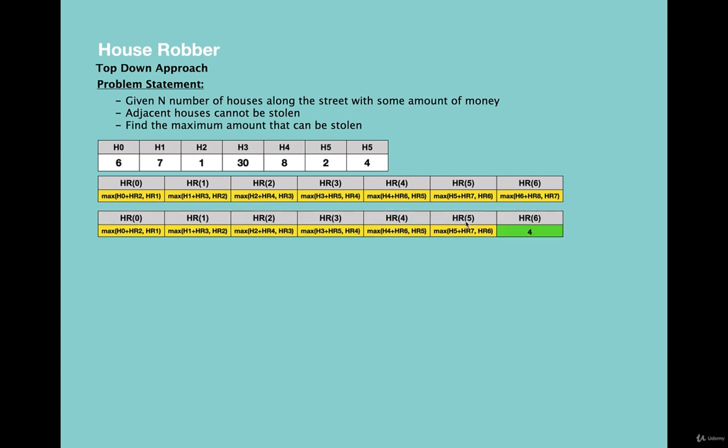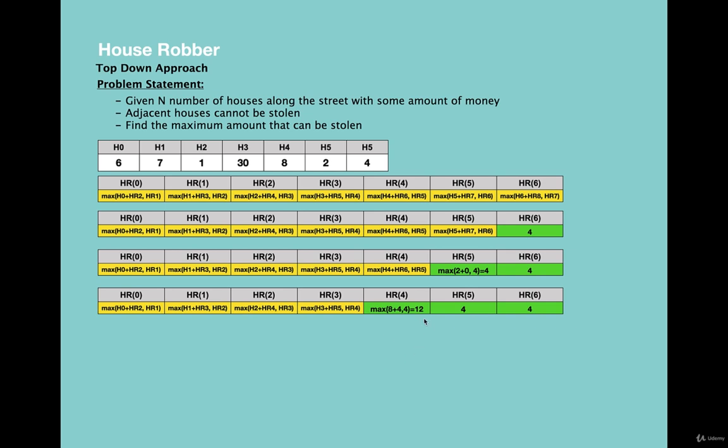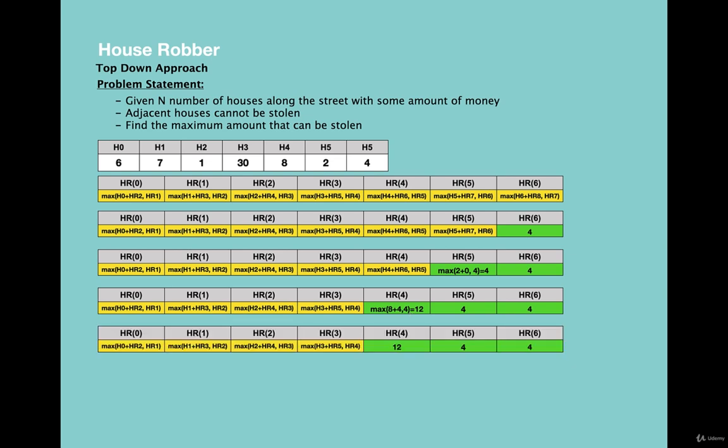Now based on this, we can calculate the result for house robber problem of 5. So in this case it's going to be 4, because here the value in house 5 is 2 and the value that comes from the house robber problem of 6 is 4. So the maximum value is 4. Now in the next case, we are comparing 4 with 8, because the value in house 4 is 8 and the result from the house robber problem of 6 is 4. So if we sum them up, we are getting 12. So if we compare them, 12 is the maximum value from here.